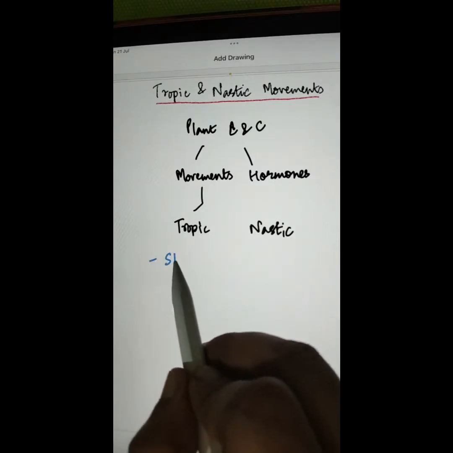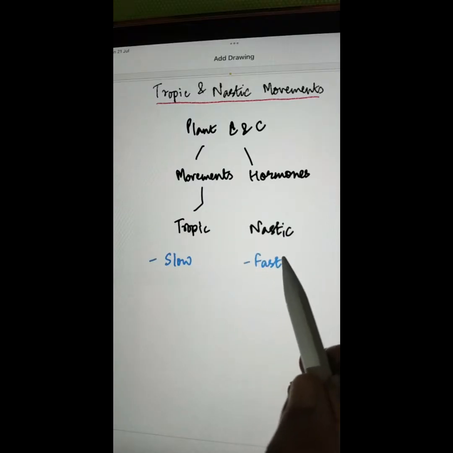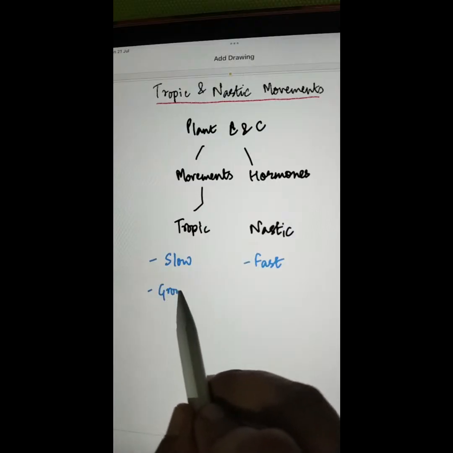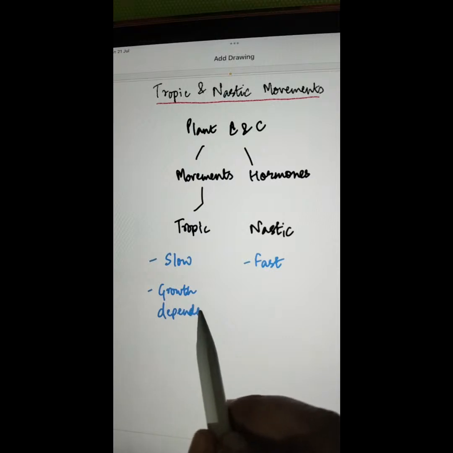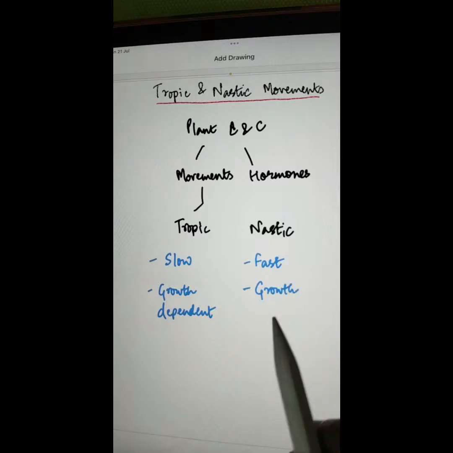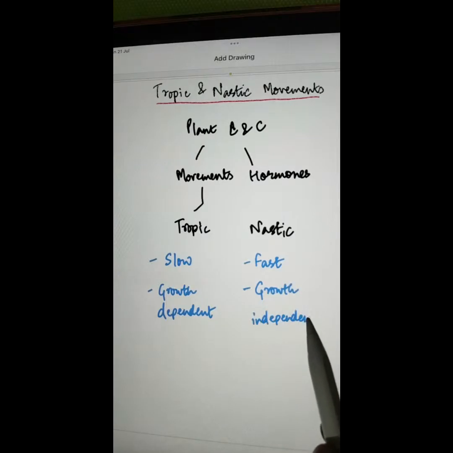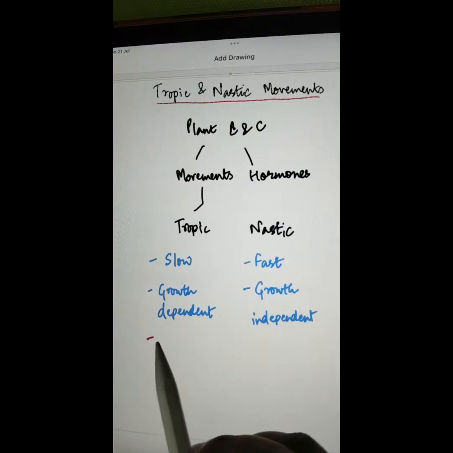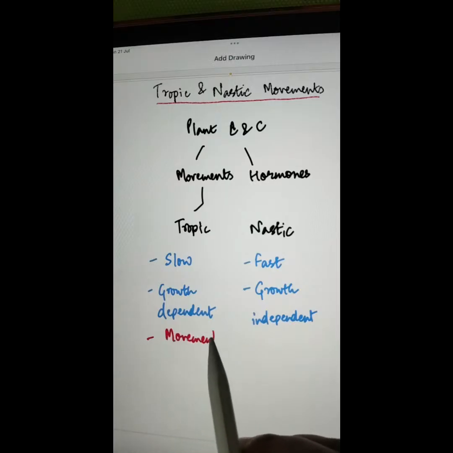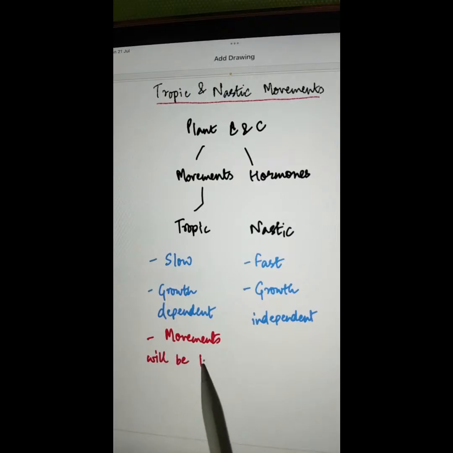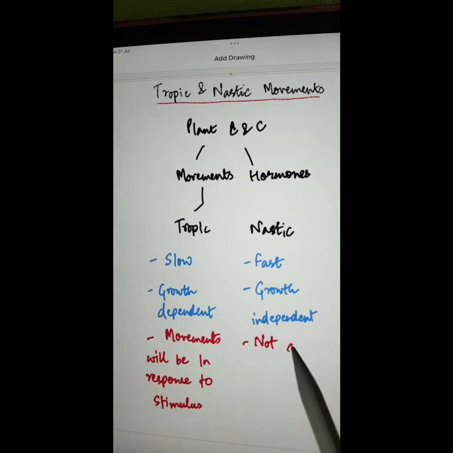Tropic movements are slow. Nastic movements are the ones which are fast. Tropic movements are growth dependent movements, and nastic movements are growth independent. Very important thing here, the movements will be in response to stimulus. Every time whenever a stimulus is there and the plant is showing a movement with respect to that stimulus, then this movement is a tropic movement. These are not dependent upon stimulus.